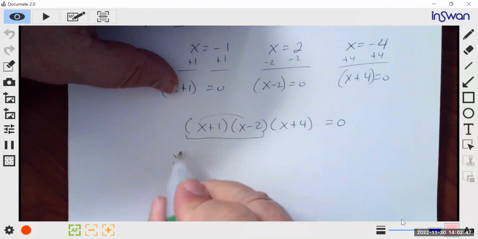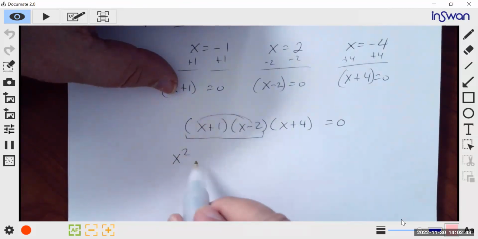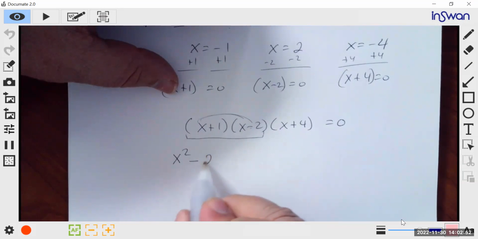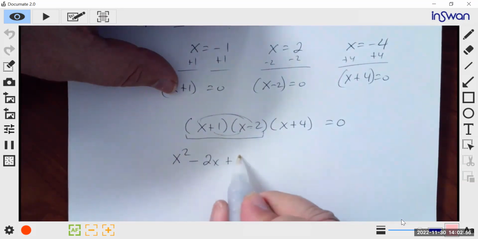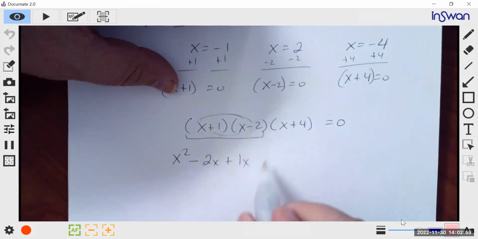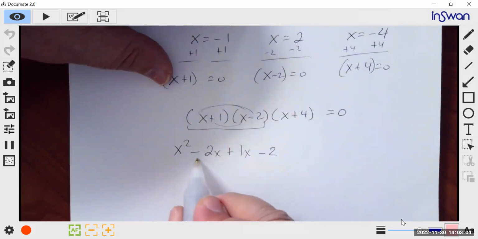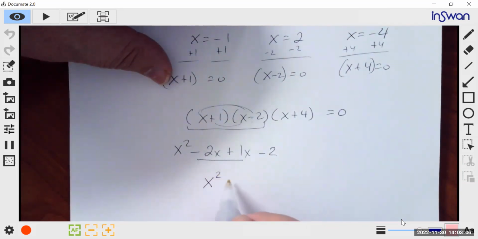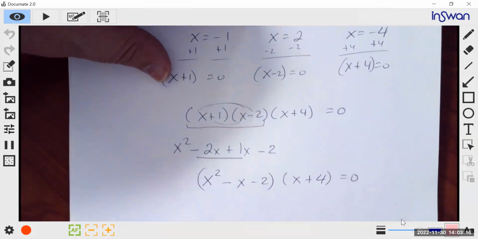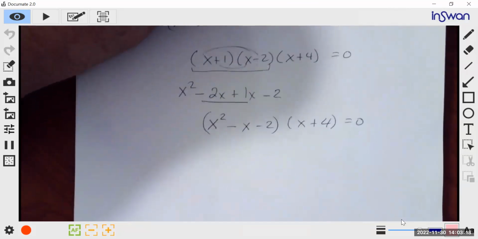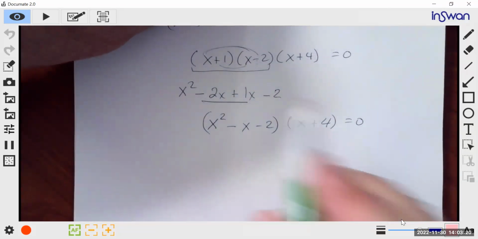X times x, x squared. Positive, negative is negative. X times 2 is 2x. Positive, positive. 1 times x. Positive, negative, 1 times 2. So we have x squared, -2 plus 1 is -1. So I just FOILed the first two.